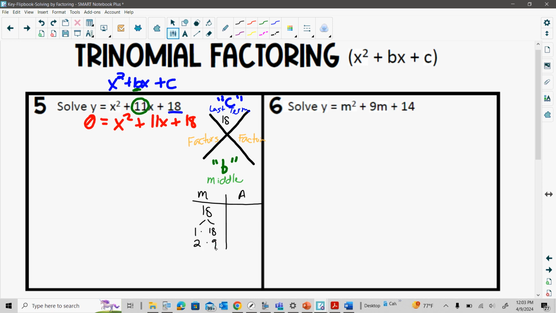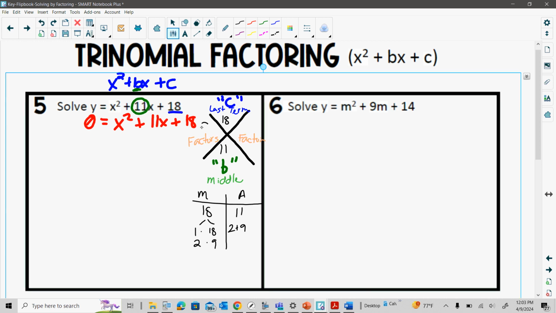Okay. So we're looking for the factors that add up to the middle term, and our middle term is the 11. So that goes at the bottom here. So we're trying to get a sum of 11. Well, 2 plus 9 would give us 11. So that lets me know my factors. My factors are 2 and 9. Or you can say 9 and 2. It's the same thing, okay?